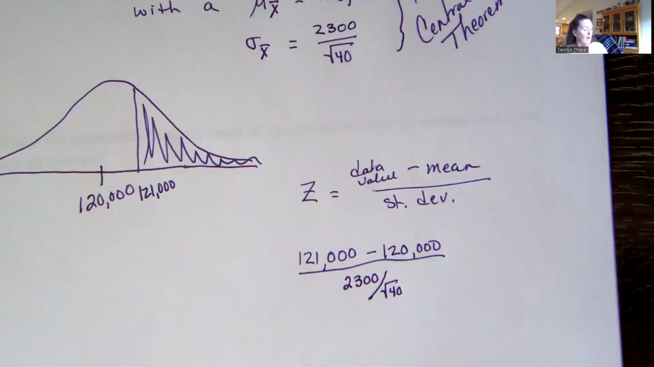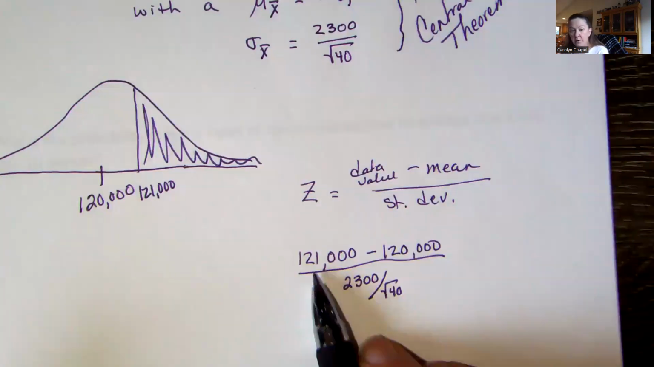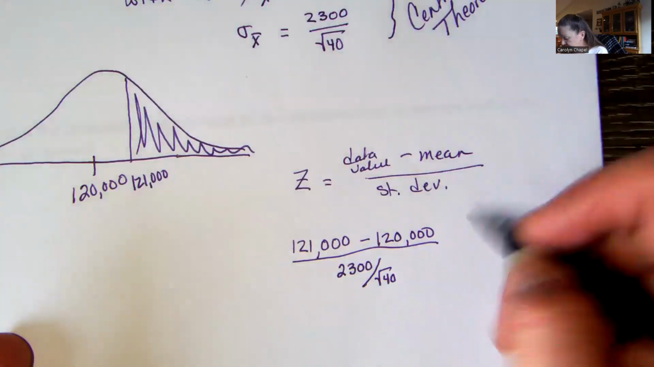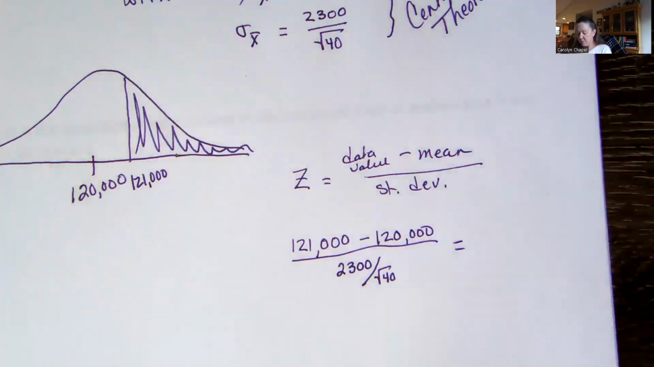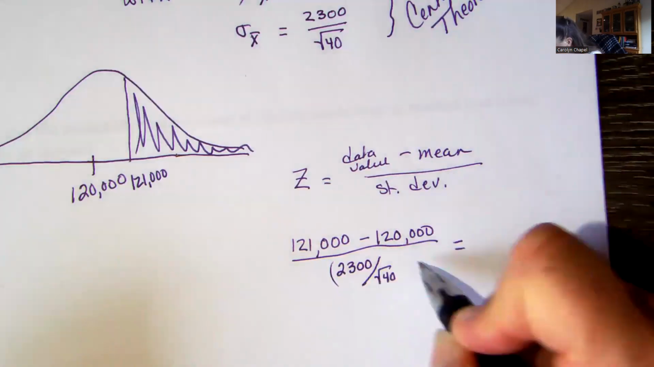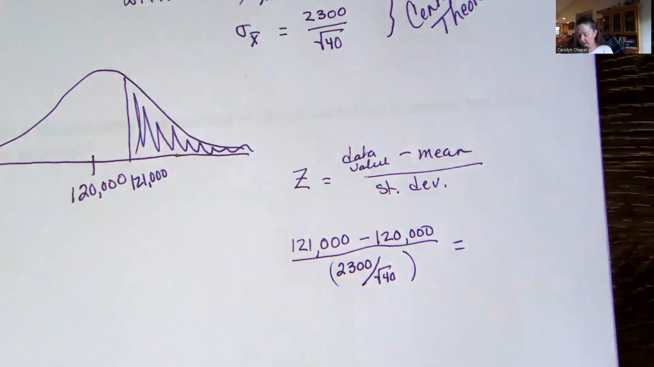Okay. When I do this on my calculator, you must be very careful to make sure you do it correctly. The way I work this is I get that subtraction first. So I will do the 121 minus the 120, and I get that value of that $1,000. And then I divide by, in parentheses, that bottom.